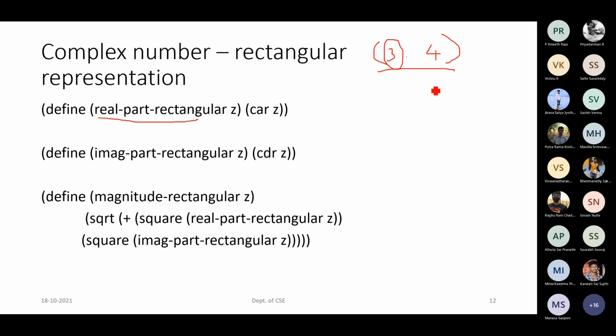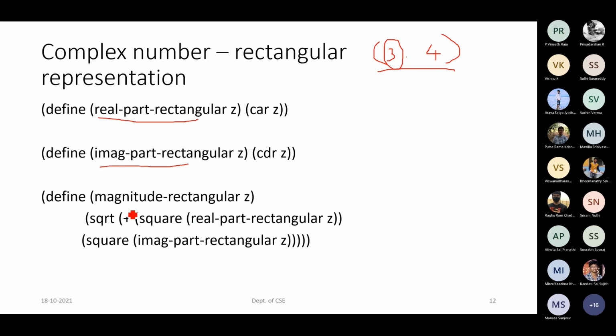Similarly, if you want the imaginary part of your complex number, we have just rewritten it with the name imaginary-part-rectangle, where we are passing Z as the argument, and we want only the second part of your complex number. How do we get the second part? That is CDR. Since we have used cons, we can directly go with CDR of Z. Here only the names have been changed. Nothing else. The rest all remains the same.